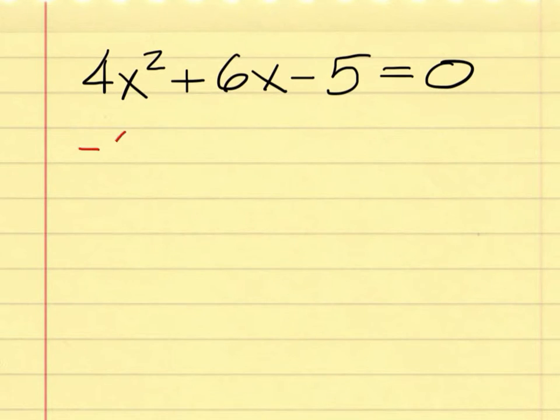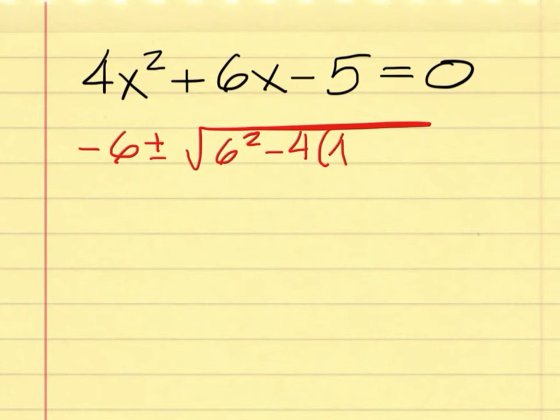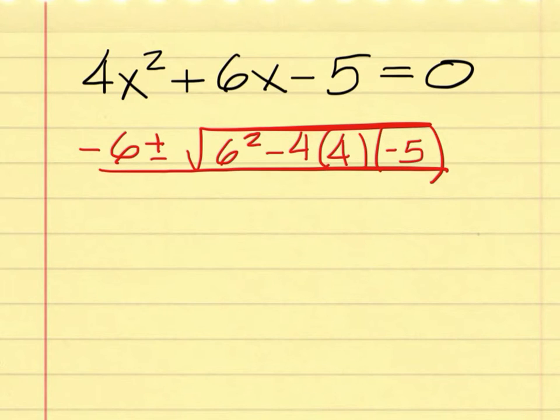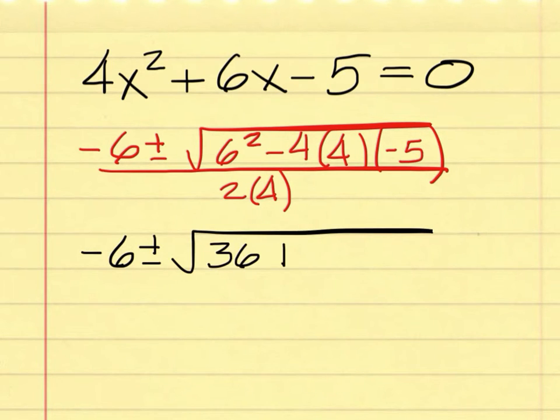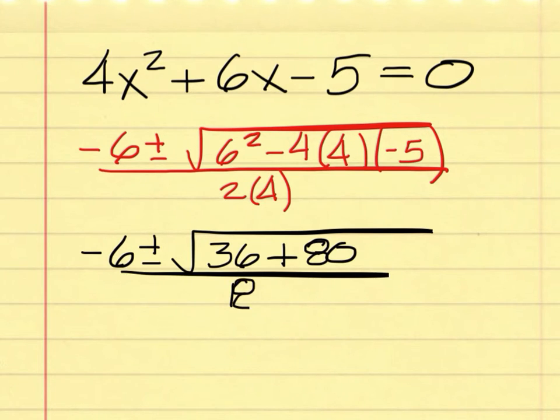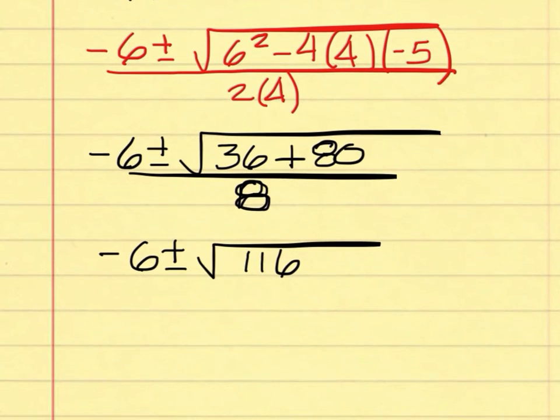You should have negative 6 plus or minus the square root of 6 squared minus 4 times 4 times negative 5. On the bottom, you should have 2 times 4. So we'll have a negative 6 plus or minus the square root of 36 plus 80 over 8. Looks like an 18, but it's really an 8. So negative 6 plus or minus the square root of 116 over 8.